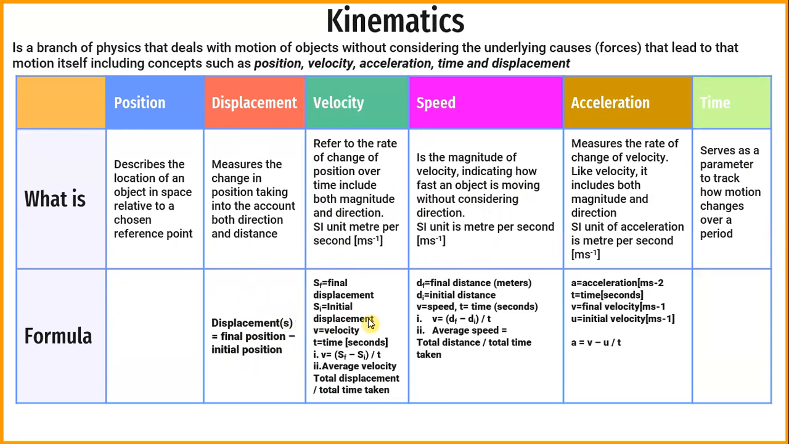Let's look into the speed formula. dF refers to final distance in meters. dI refers to initial distance also in meters. V is the speed. T is the time in seconds. To get the speed, you take dF, which is final distance minus initial distance, divided by time in seconds. To get the average speed, you have the total distance divided by total time taken.